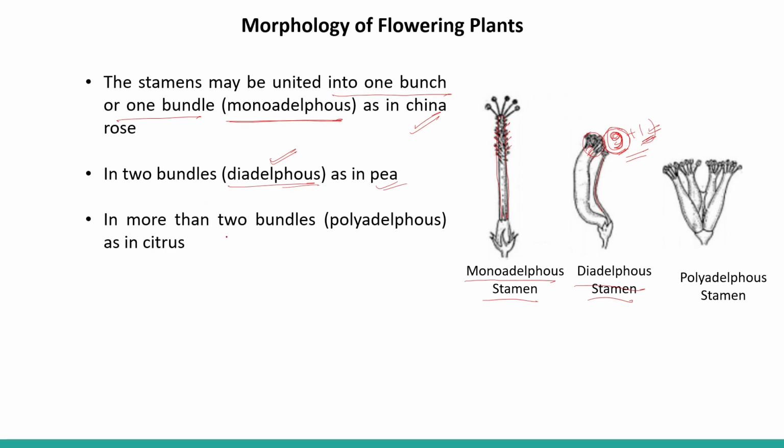In more than two bundles, it is called polyadelphous, as in the case of citrus. So here you can see this is one bundle, this is another bundle of stamens, this is another, and this is also one more. So polyadelphous stamen, and this is found in citrus. Diadelphous is found in pea. Okay, and monoadelphous is found in China rose.